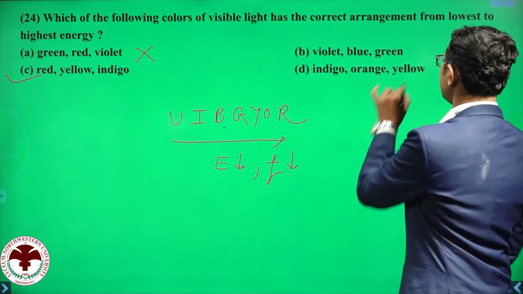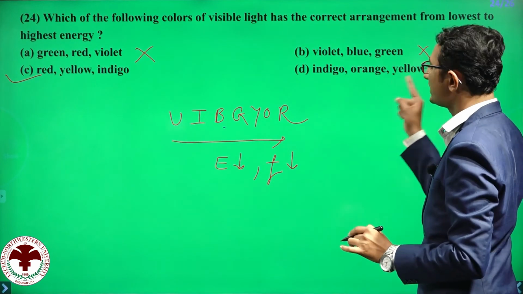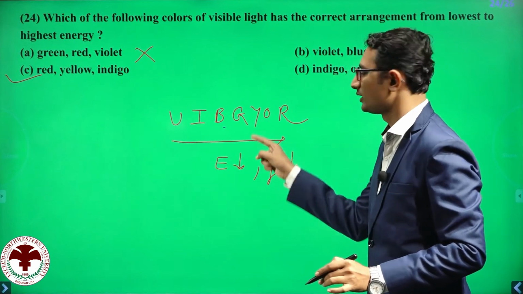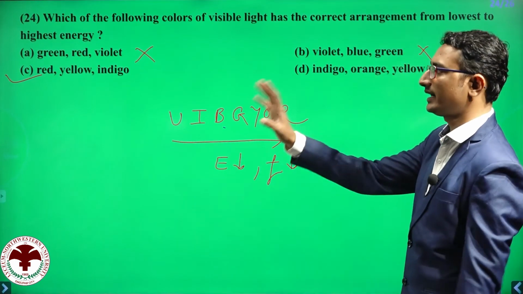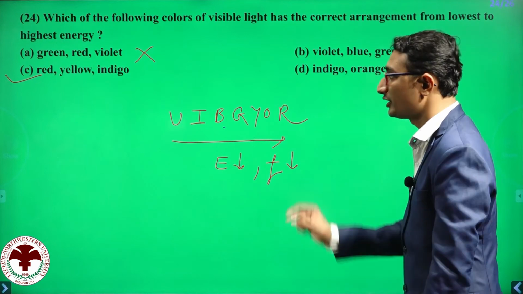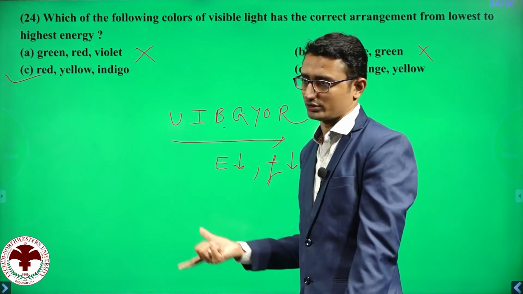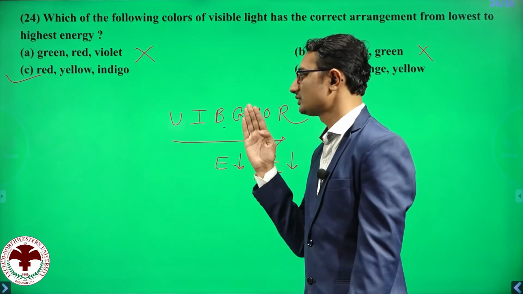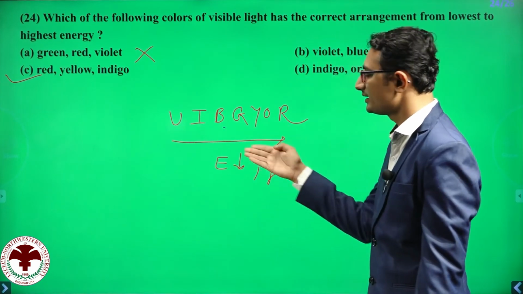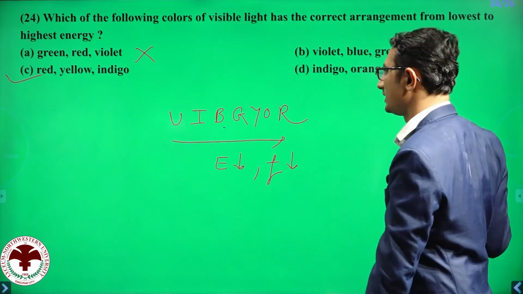We can check this one also. Indigo, orange and yellow is not the correct arrangement. So the right answer is C, red, yellow and indigo. You can answer this type of question just by knowing VIBGYOR. You have to remember that from V to R, energy is decreasing and frequency is decreasing.